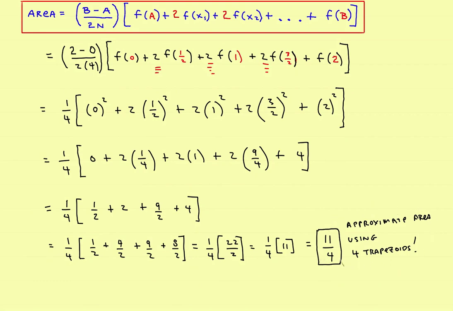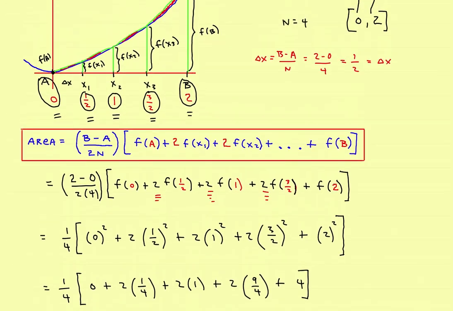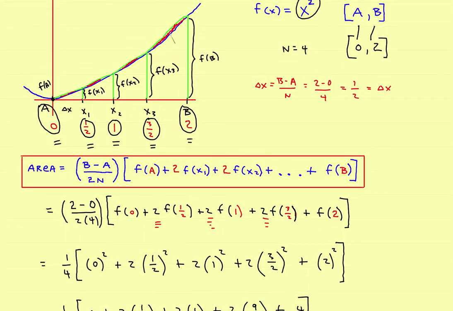4 trapezoids. Now it'll actually be, for this problem, a little bit bigger than what the actual area is. But as you can tell, looking at the picture, all you haven't accounted for is that little red area in between the straight line and the curve, so it's going to be fairly accurate. So that's a sample using the trapezoid rule.